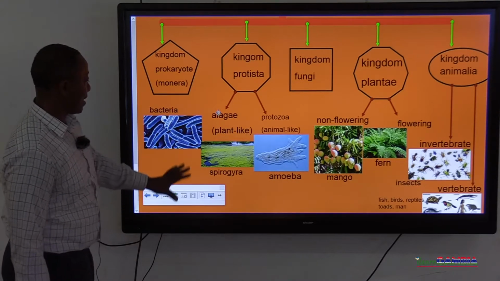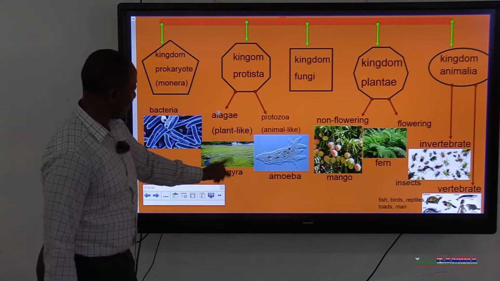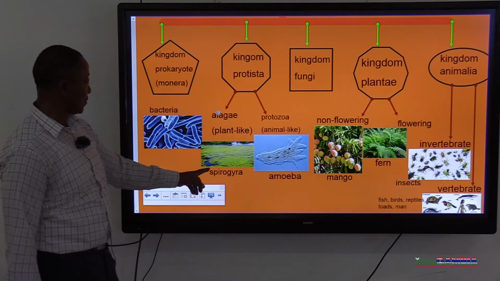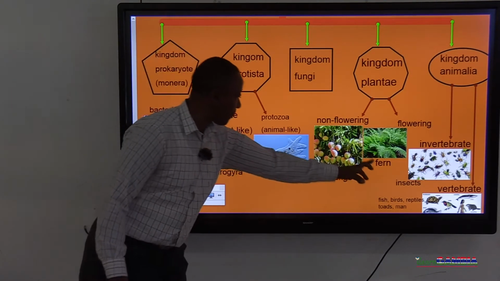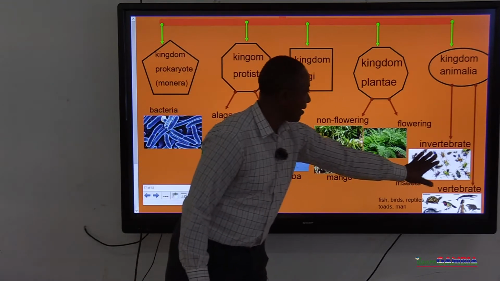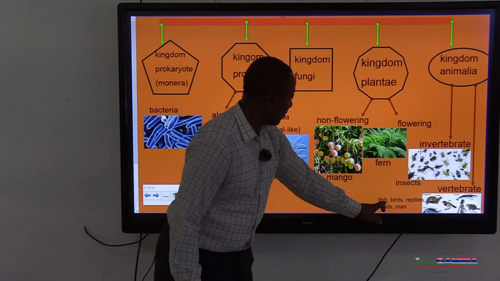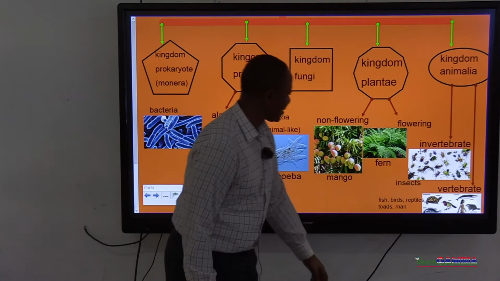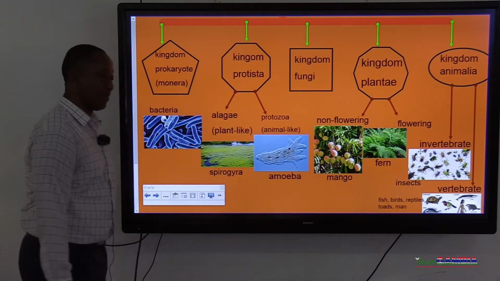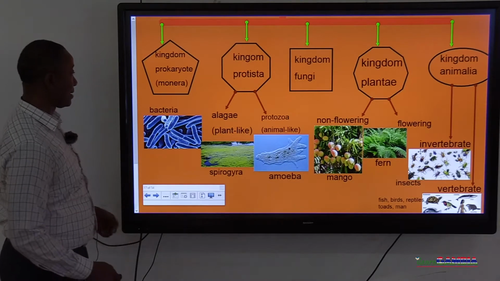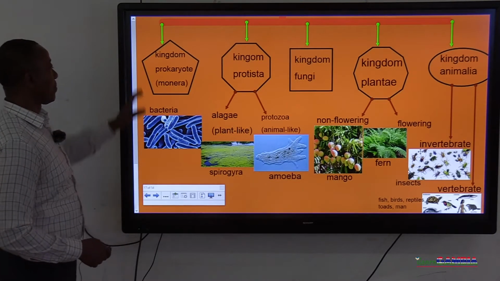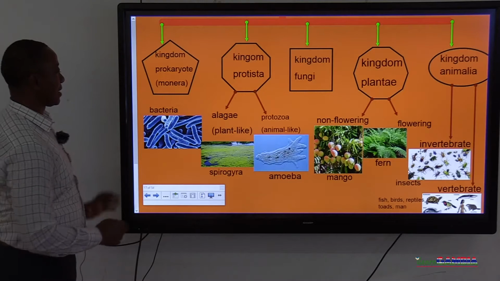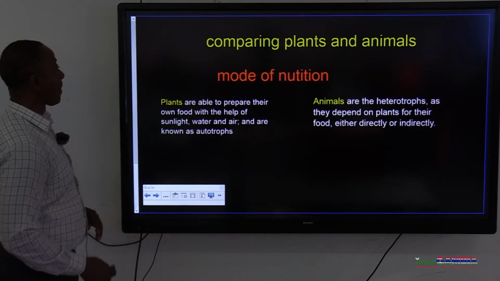So those are the examples, names of the examples now written: Spirogyra, amoeba, mango, fern, and here you have the insect for the invertebrates. And you also have, for the vertebrates here, you have fish, reptiles, birds, mammals, toads, and man. That includes us. So that's the way these animals are classified.